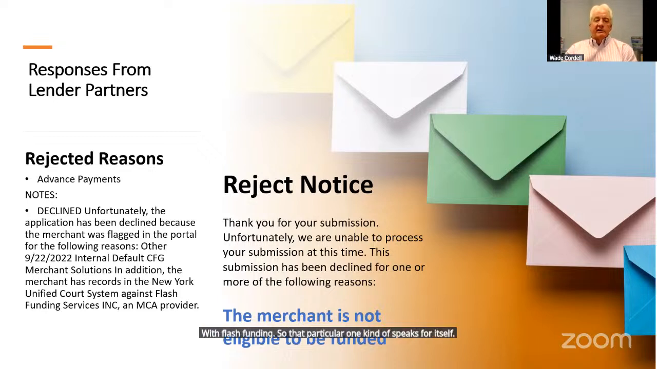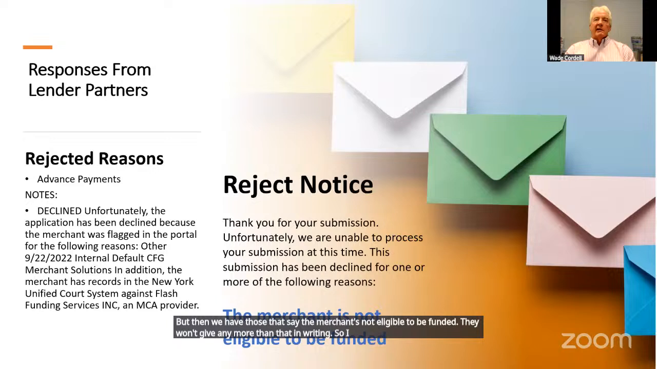But then we have those that say the merchant's not eligible to be funded. They won't give any more than that in writing. So I have to literally contact the underwriter, the writing department, talk to the right people, and then they'll tell me over the phone exactly why they declined that file.